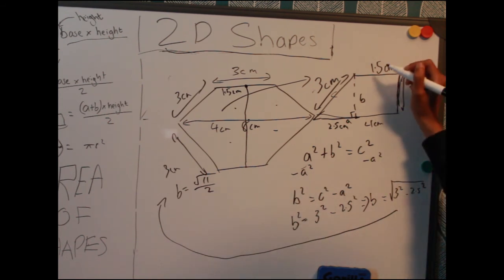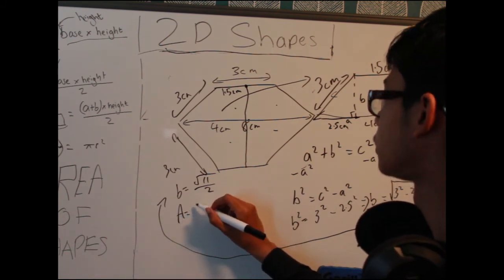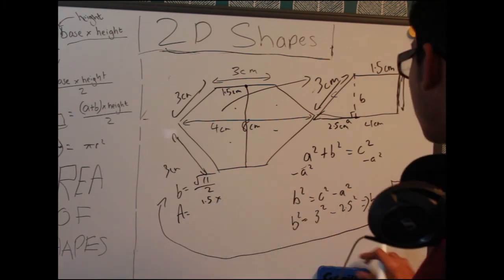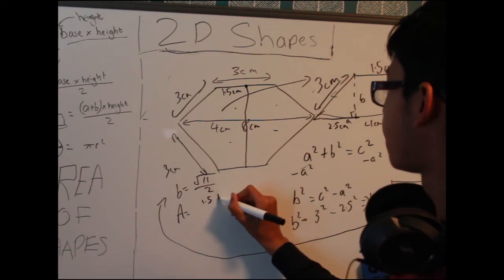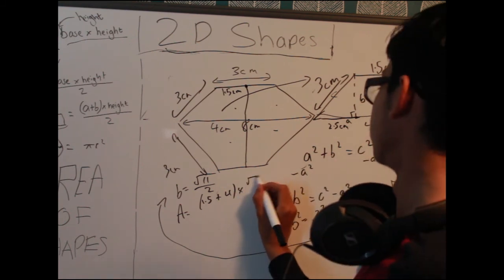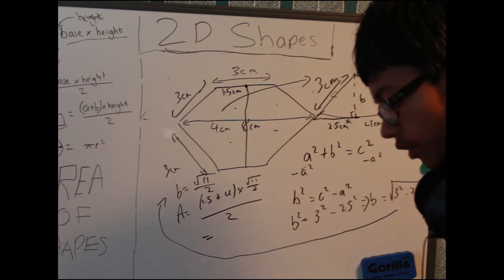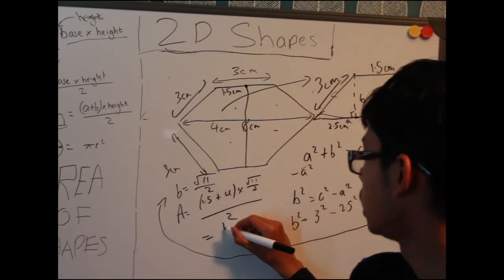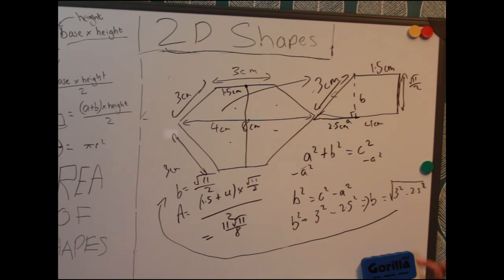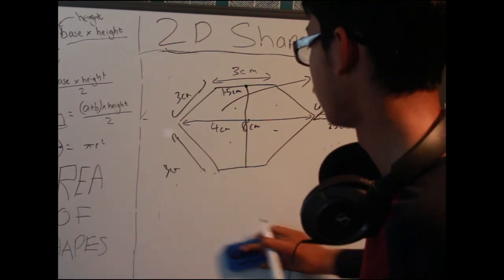Now we've got the height, we've got A, we've got B, so we can find the area. The area would be 1.5 plus 4, in the brackets, multiplied by the height, root 11 over 2, divided by 2. Too many 2s, but whatever, that would equal 11 root 11 over 8 centimeters squared. Now I'm just going to rub this out really quickly. So we know it's 11 root 11 over 8, so that's the area of one trapezium.